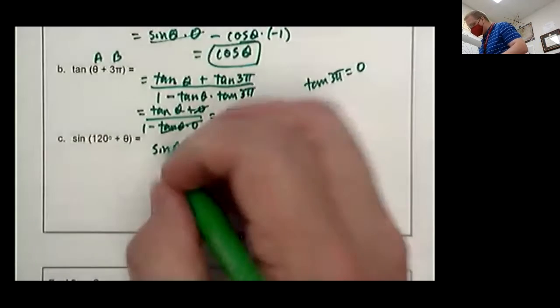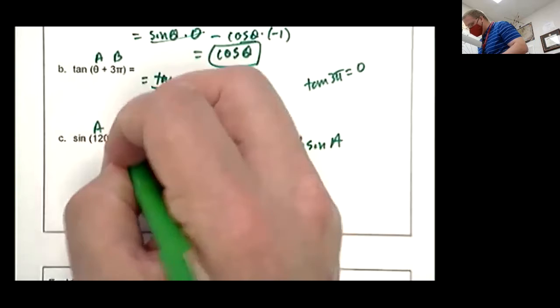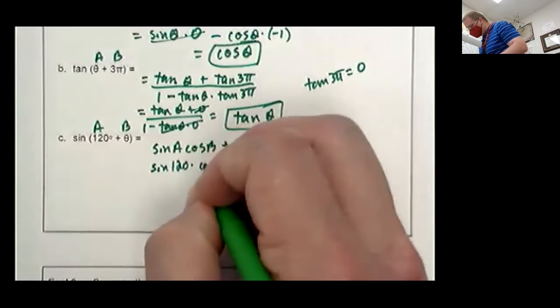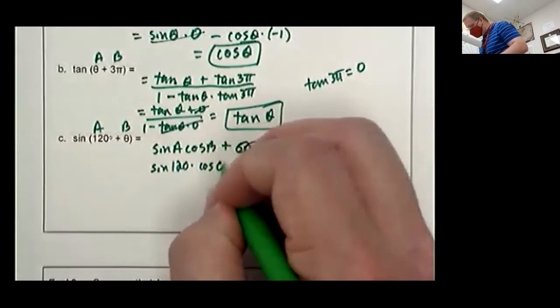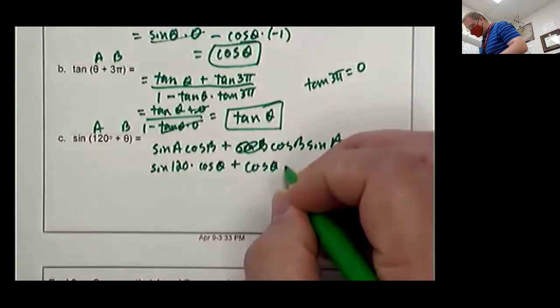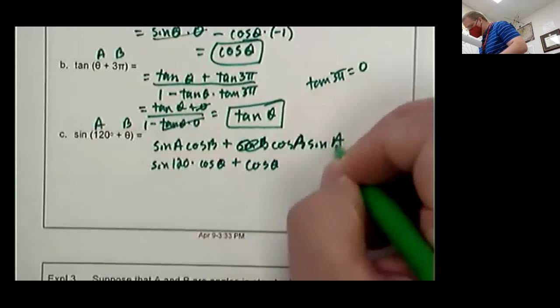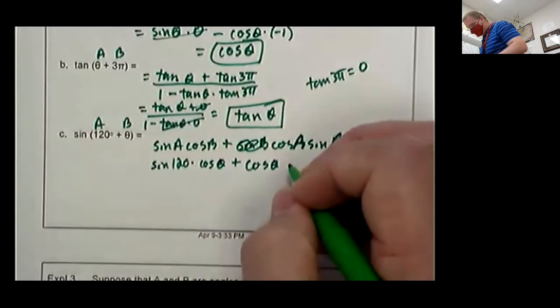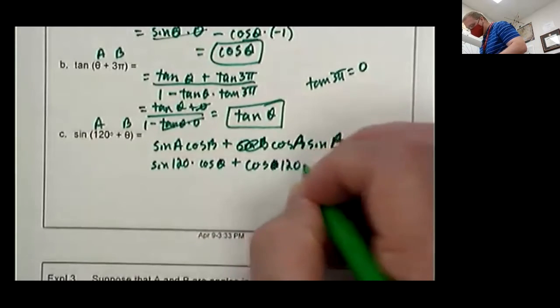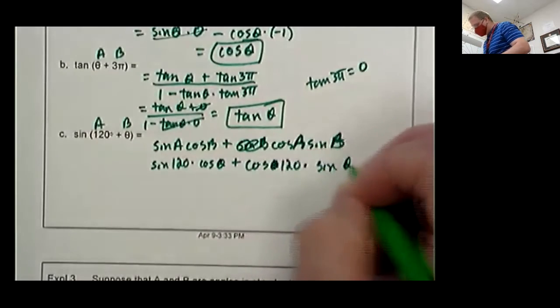And we're going to plug in. So 120 is A, theta is B. So this is sine of 120 times cosine of theta plus cosine of... I got those backwards, cosine of A, sine of B. So cosine of 120 times sine of theta. There we go.